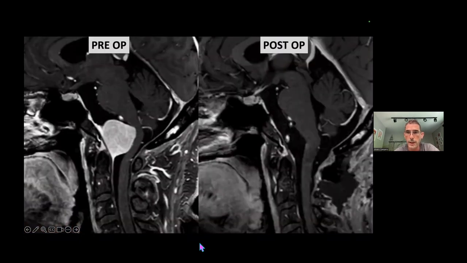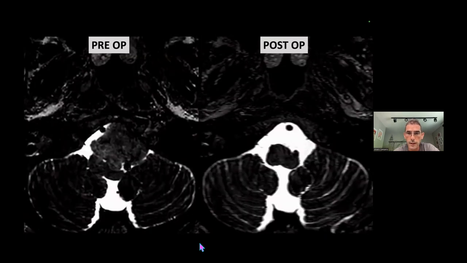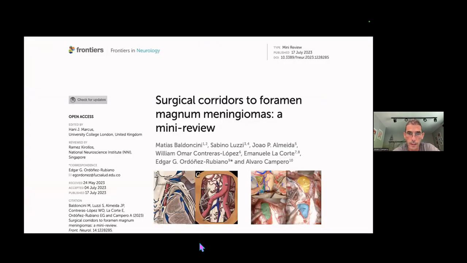And we can see the pre-op and post-op MRI in the sagittal view, also in the axial view, and in the T2, with the reaccommodation of the anatomy. And this is the patient after the surgery. And we can see the windows in order to remove this kind of tumors.